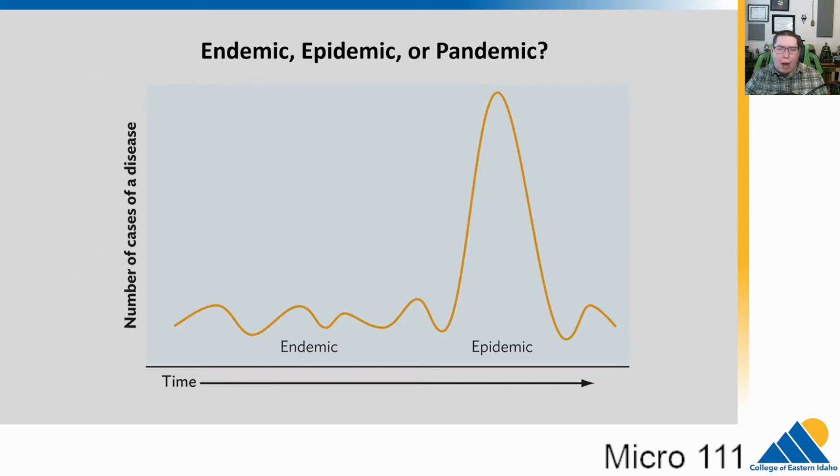So if we look at a graph here, an endemic disease would fluctuate up and down, but if we graph the average here, it would be pretty steady state. When we see an uptick in a location and it maybe spreads slightly, we call that an epidemic. If this increase were to spread across continents, we would call that a pandemic.